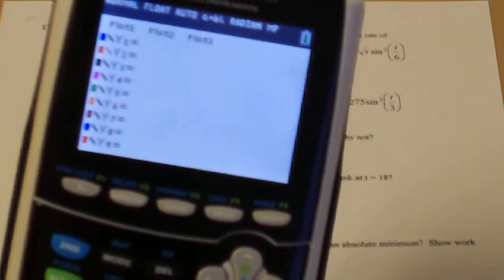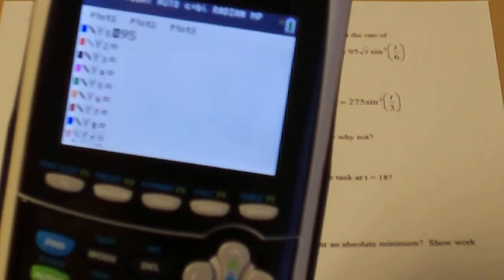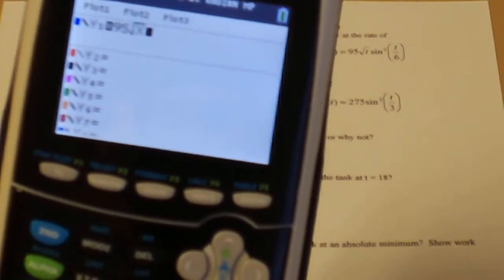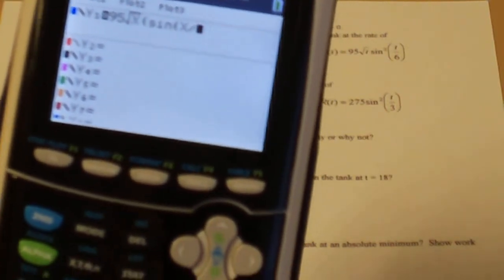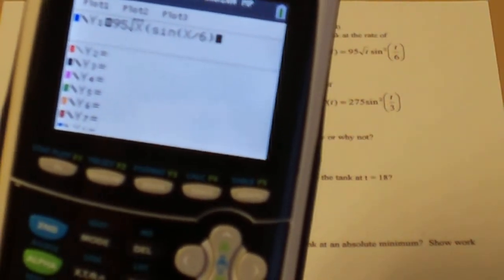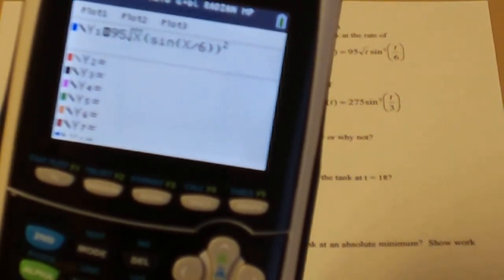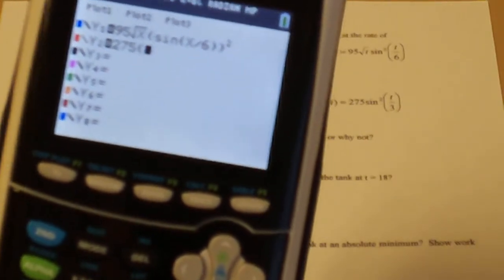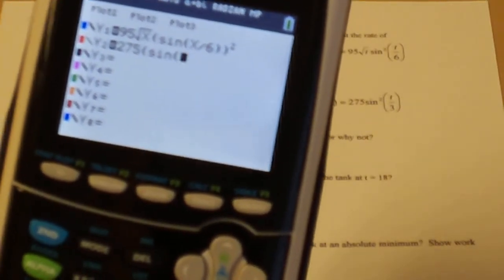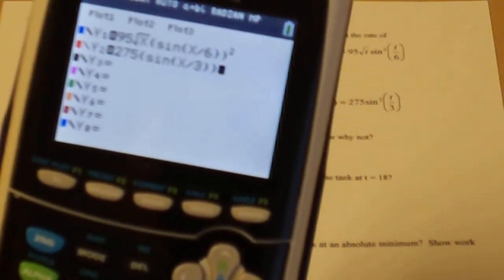So I'm going to Y equals, I'm going to do W(t): 95 square root of x, big parentheses, sine, x divided by 6. Close the parentheses for the x over 6, close them again for the whole sine function. We're squaring all of that. For R(t), 275, parentheses go around the sine as well as around the x divided by 3. Close them, square.